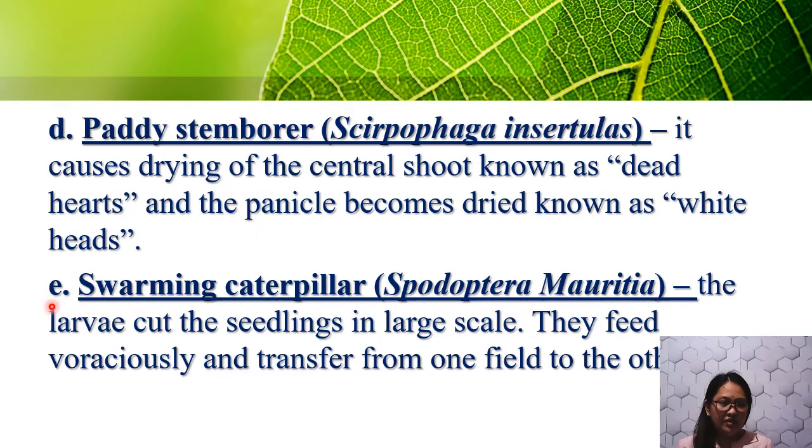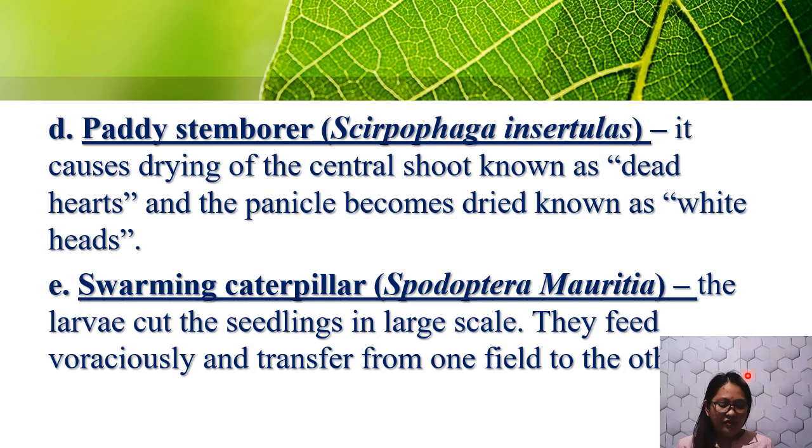Letter E, swarming caterpillar, or the scientific name is Spodoptera mauritia. The larvae cut the seedlings on a large scale. They feed voraciously and transfer from one field to the other.